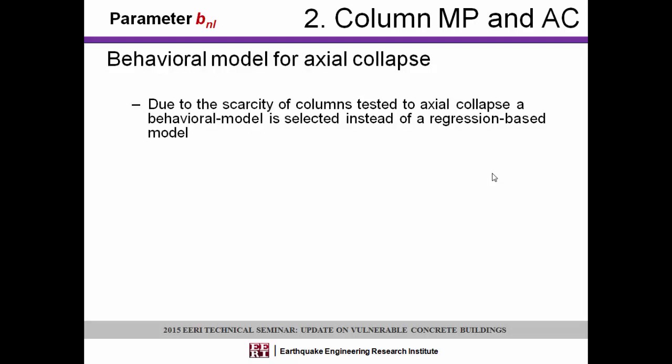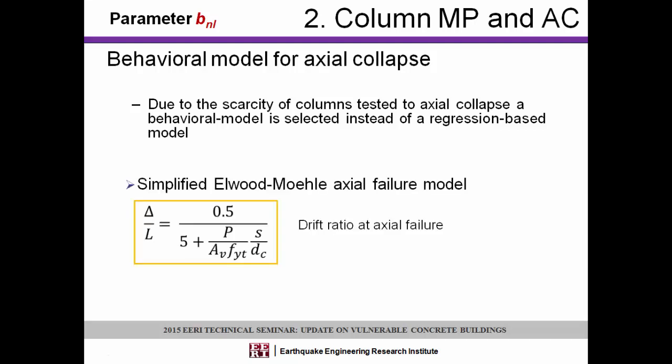For the modeling parameter B, this is at axial collapse. We do not have a lot of data. So we have some data. Professor Mealy showed some this morning, but we don't have enough to do such a regression analysis and look at the fit through regression models. So we opted to go for the Elwood and Mealy axial failure model, a simplified version of it.